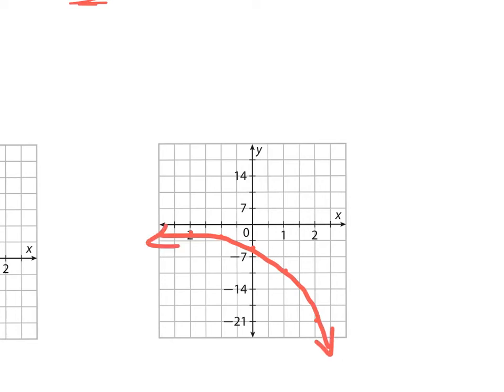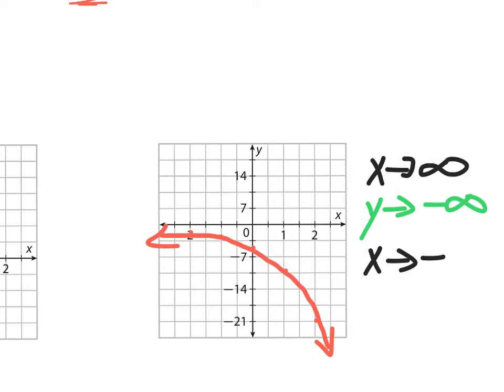Now let's do our end behavior. X goes to the right, positive infinity, trace it. As it goes to the right, what's happening? It's going down to negative infinity. So y is going to negative infinity. As x goes to the left, negative infinity to the left, so trace it going to the left. This flattens out again, and it's approaching the x-axis, which is 0.